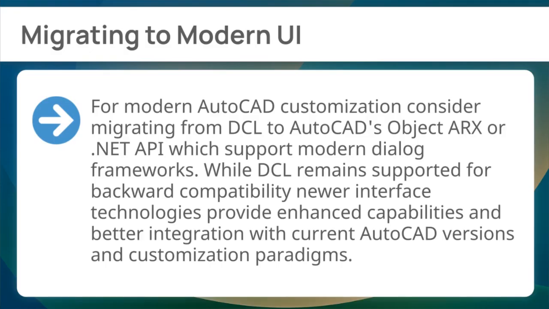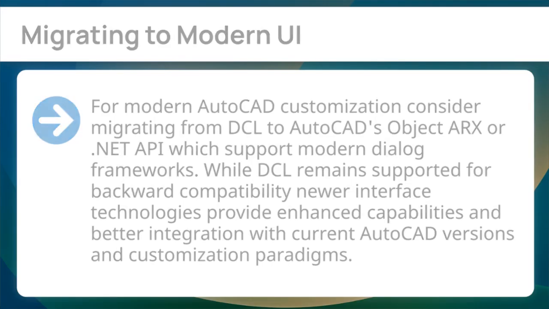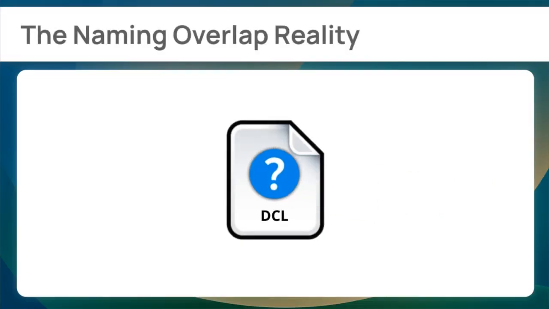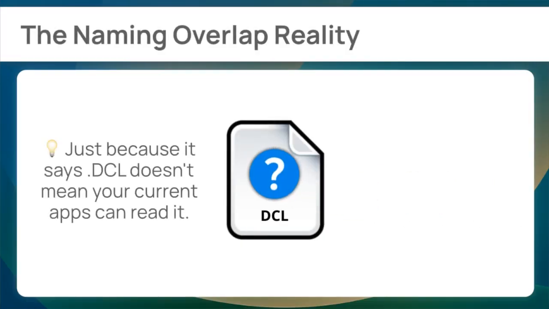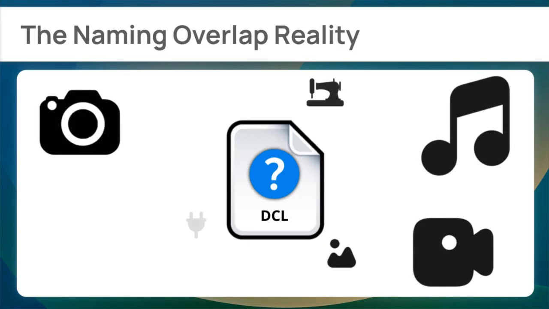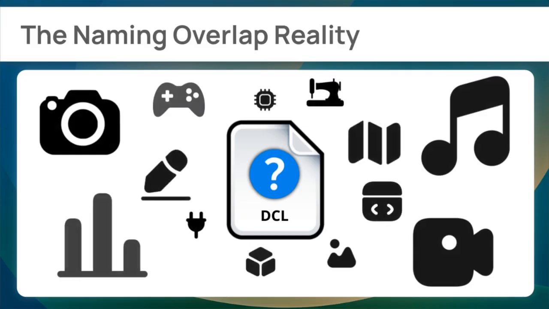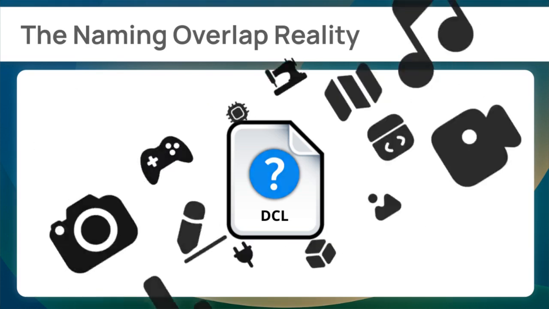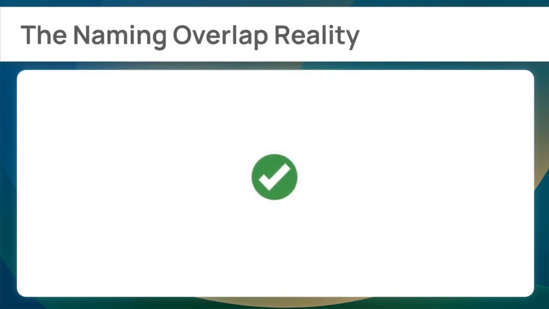While DCL remains supported for backward compatibility, newer interface technologies provide enhanced capabilities and better integration with current AutoCAD versions and customization paradigms. If compatibility checks failed, it is likely because the file extension name is shared by different developers for unrelated formats, causing your PC to use the wrong reading language. A universal viewer is designed to act as a versatile tool for identifying many formats, providing a reliable way to attempt access when standard programs have failed.